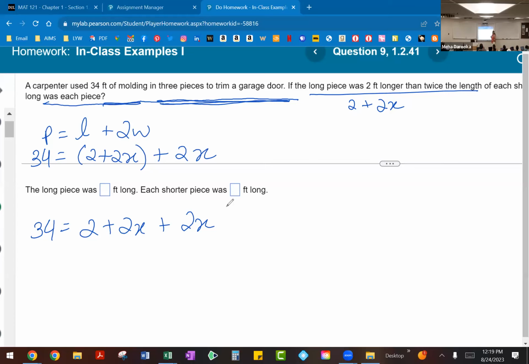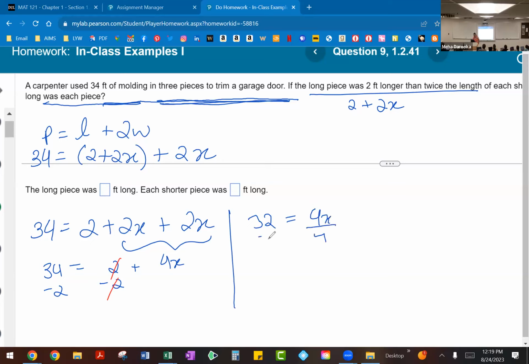8. And that should be in feet. Alrighty, so of course, combine your two x values, which will become 4x. And then to get x by itself, we subtracted 2 on both sides, which will then give us 32 equals 4x. Very nice. Divide both sides by 4 and we get 8.